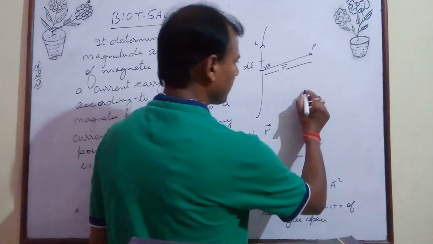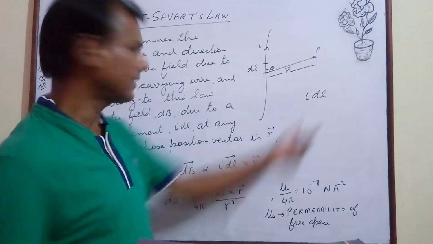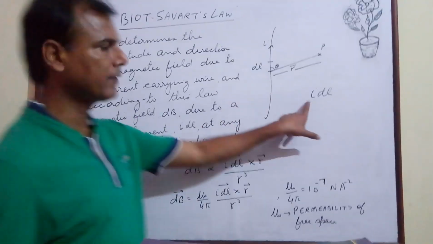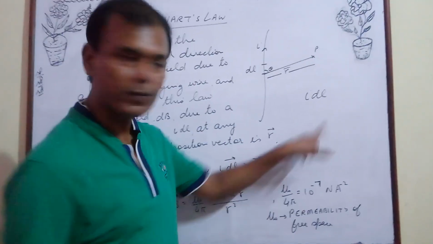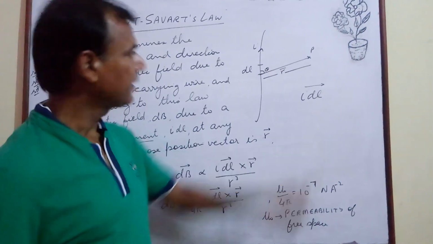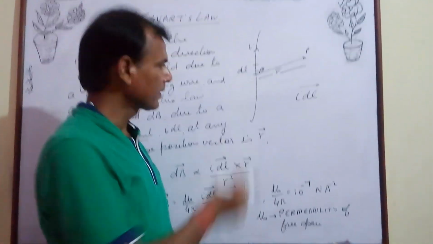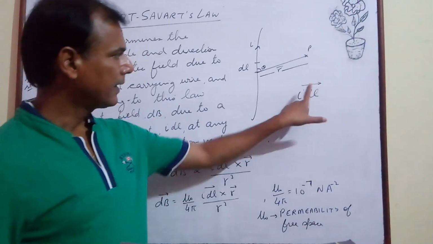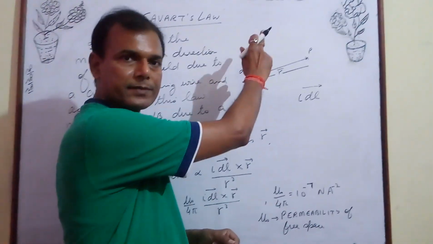The product of current and length is called current element. Important thing: it is a vector quantity, and its direction is the same as that of current.